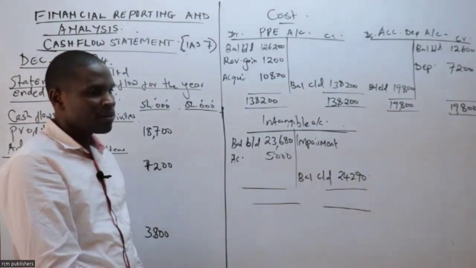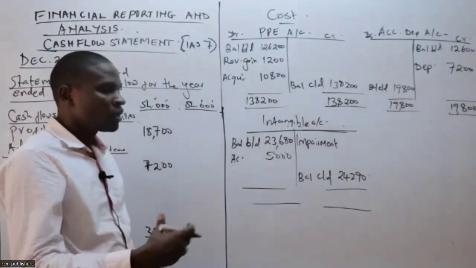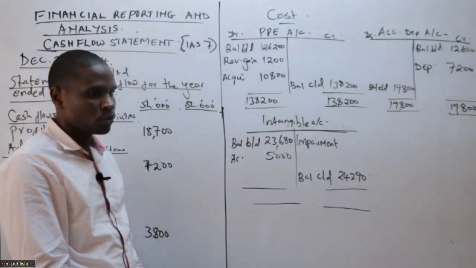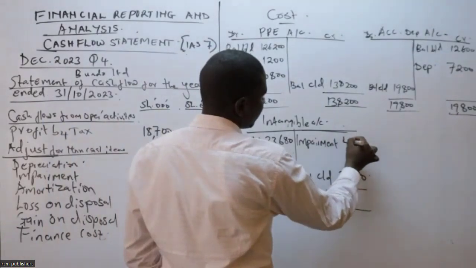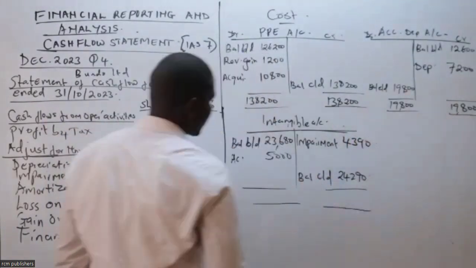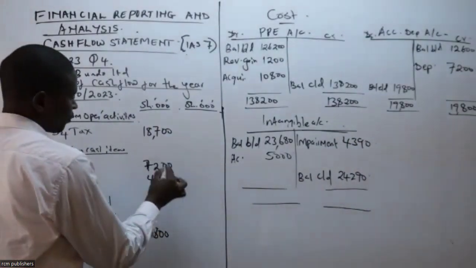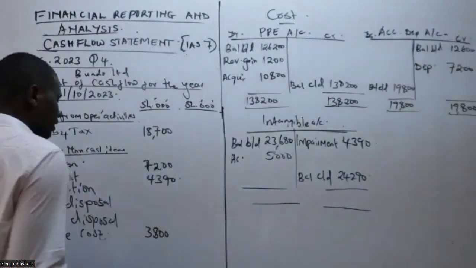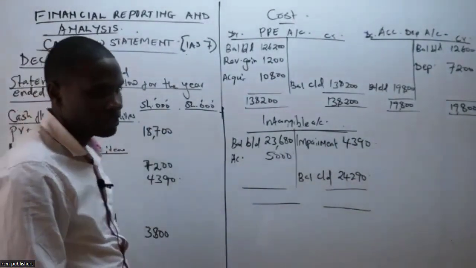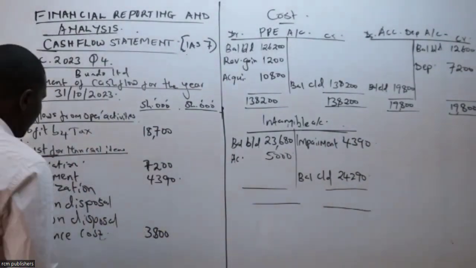Remember what we said, that the faster you do it, the better, because we shall be in a position to conclude this. The impairment is 4,390. So you can get the total. Remember, impairment is subtracted, and therefore we shall be adding it back to our profit before tax.